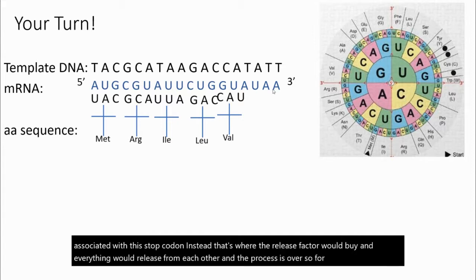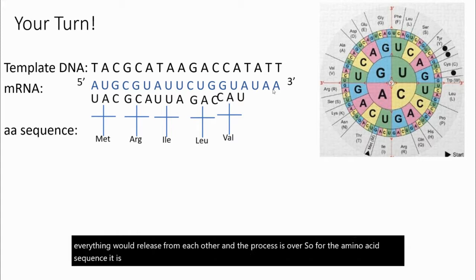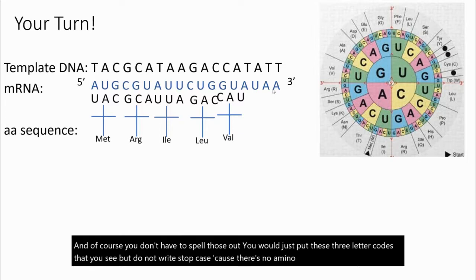So for the amino acid sequence, it is strictly methionine, arginine, isoleucine, leucine, and valine. And of course, you don't have to spell those out. You would just put these 3-letter codes that you see. But do not write stop, okay, because there's no amino acid called stop.